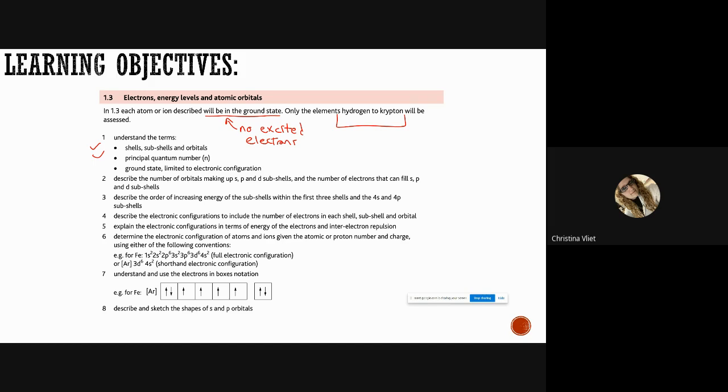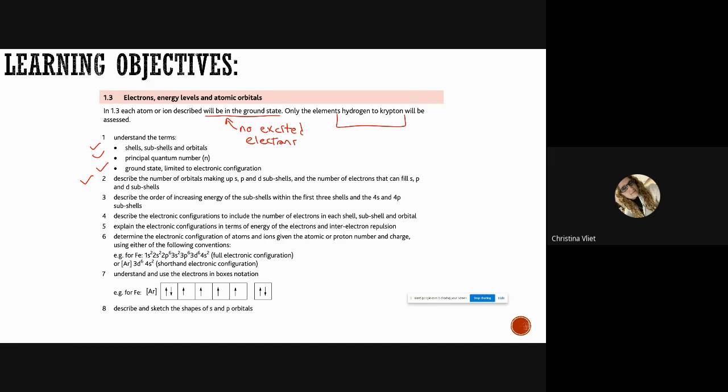The ground state, which means not excited, lowest energy possible. You remember what that is? Only limited to how it applies to electron configuration, yes or no? Next. Describe the number of orbitals making up s, p and d subshells. This is actually something that's taught in previous courses as well, that I will reteach. You may not remember it, but you'll probably remember it once I reteach it. So maybe yes, maybe no.